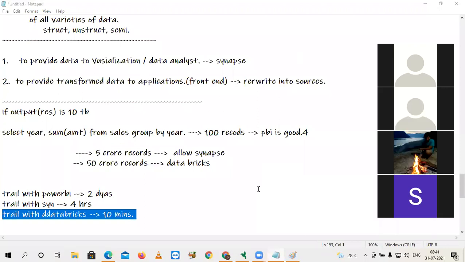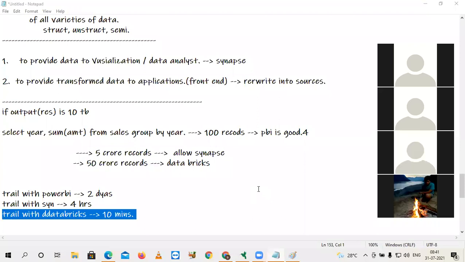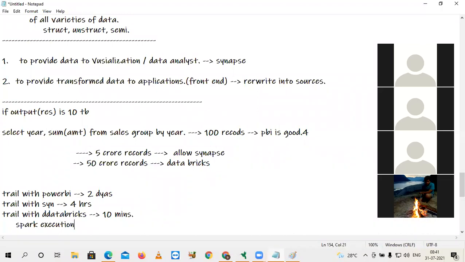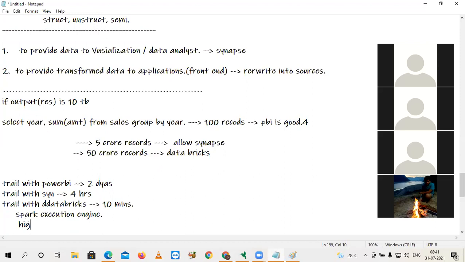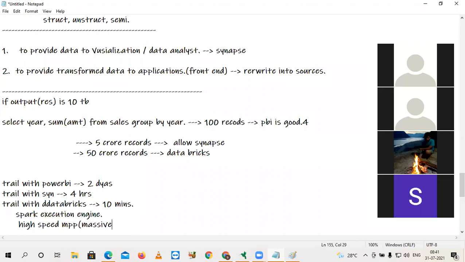Sir, one doubt here. Can you explain about Databricks? Databricks is a Spark execution engine. It is a very high speed MPP system. What is MPP? Massive parallel processing.